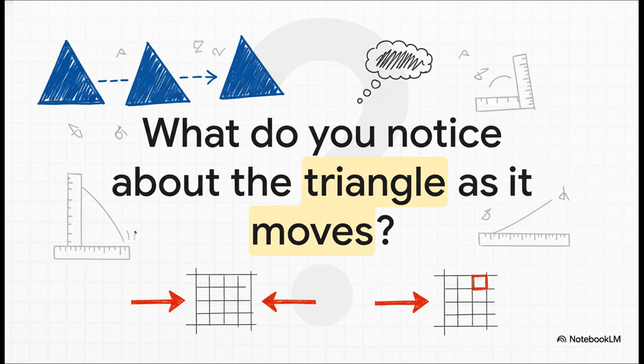The key here, the real trick, is to focus on what isn't happening. Its size? Totally constant. Its angles? Exactly the same. It's even pointing in the exact same direction. The only, and I mean only, thing that's different is its address, its location on the grid.